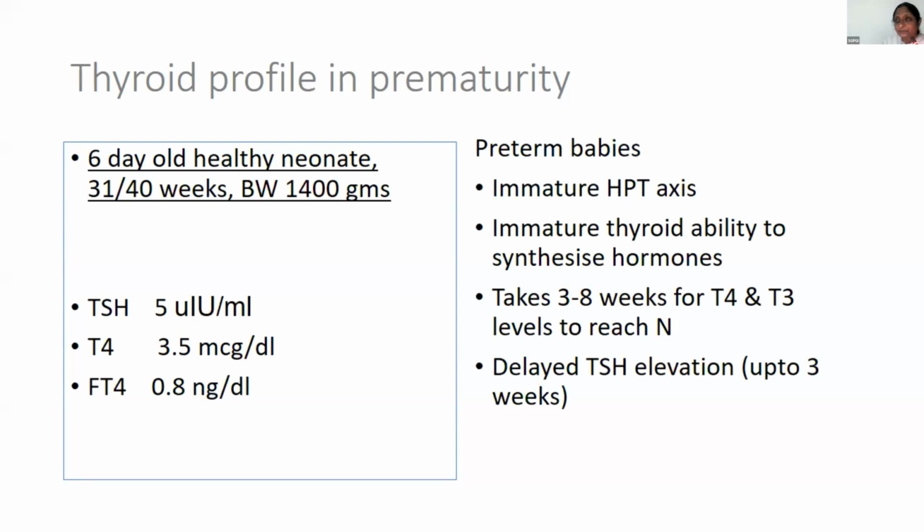Compared to term babies, they take about 3 to 8 weeks for this to normalize. In addition, these premature babies, as we saw earlier, can also have a delayed TSH elevation. Even if there is a primary hypothyroidism, even up to 2 weeks, there can be a delay in TSH elevation. So it's really important to rescreen these babies at about 4 weeks of age.